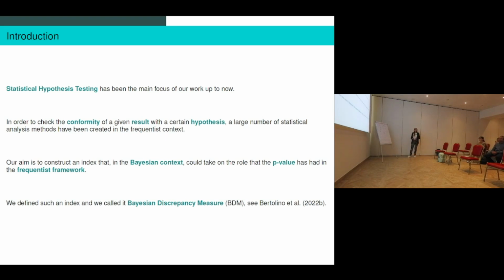So our work is to construct an index that is as simple in the definition and in the usage, so in the computation, as the frequentist p-value. We defined such an index and we called it Bayesian Discrepancy Measure, so in short, BDM.